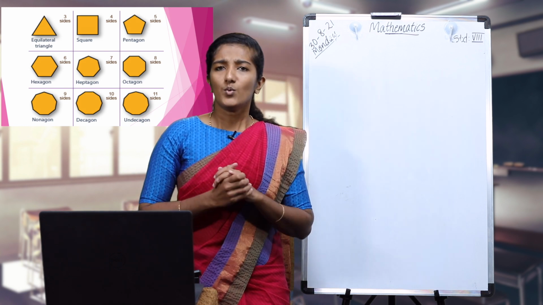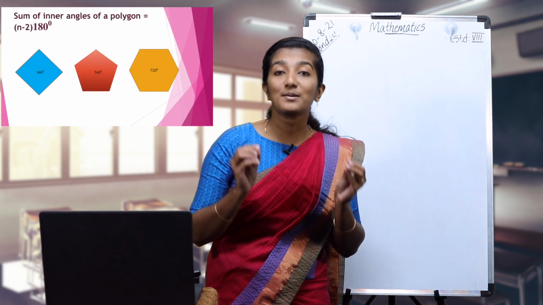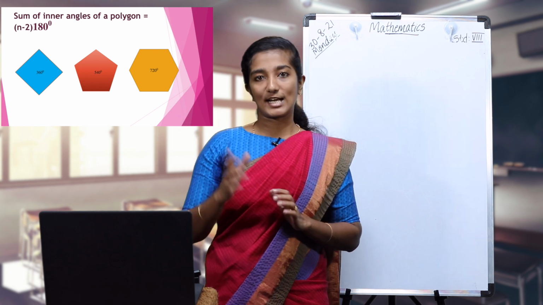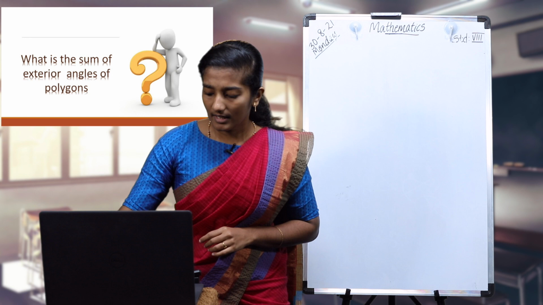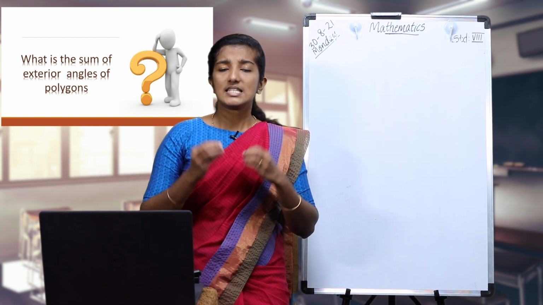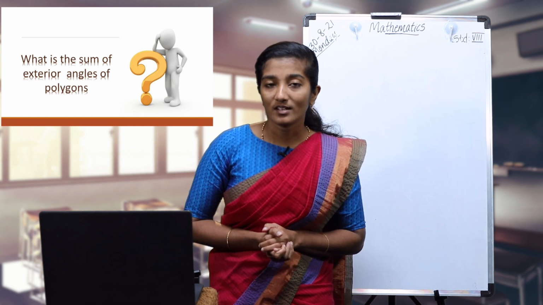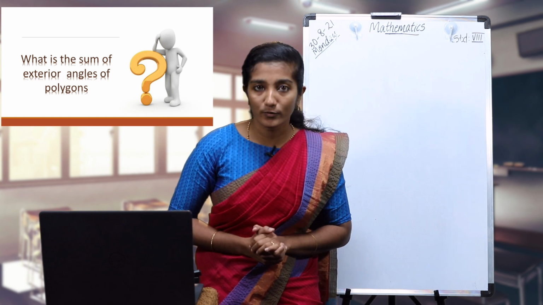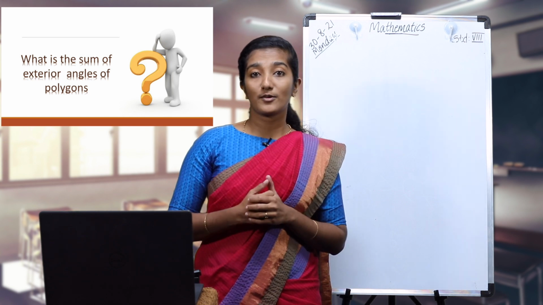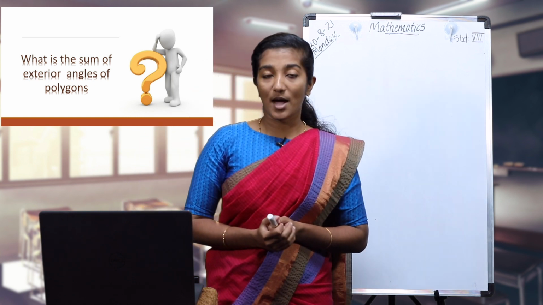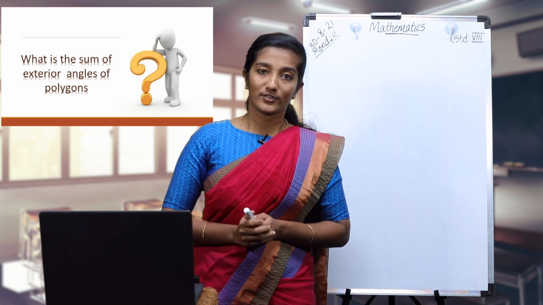Okay, then what is the sum of inner angles of a polygon? Yeah, it is (n minus 2) into 180 degree. Then what does this n stand for? n is the number of sides of a polygon. Okay, then can anyone say what is the sum of exterior angles of a polygon? Do you know that? What is the sum of outer angles of a polygon? Okay, you don't know that. Now, today we are going to study about the sum of outer angles of a polygon.